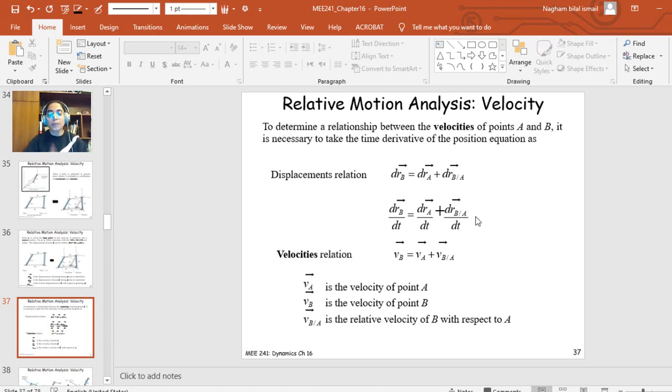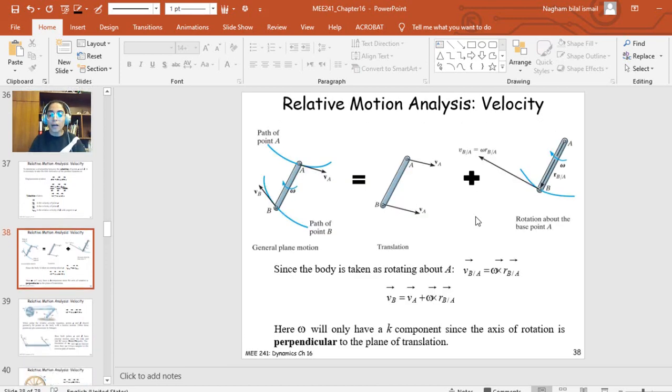I know, guys, that VB with respect to A from the rotational motion should be equal to omega cross RB with respect to A, which means, guys, that the velocity at B should be equal to the velocity at A plus omega, which is the angular velocity with respect to the fixed axis, cross RB with respect to A. So this will be the equation of what? This will be the equation of the combination of translation and rotation, which is called the general plane motion for a rigid body. Thank you.